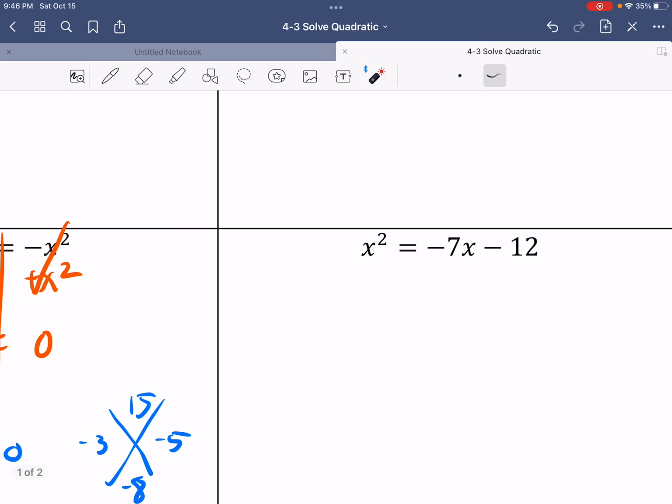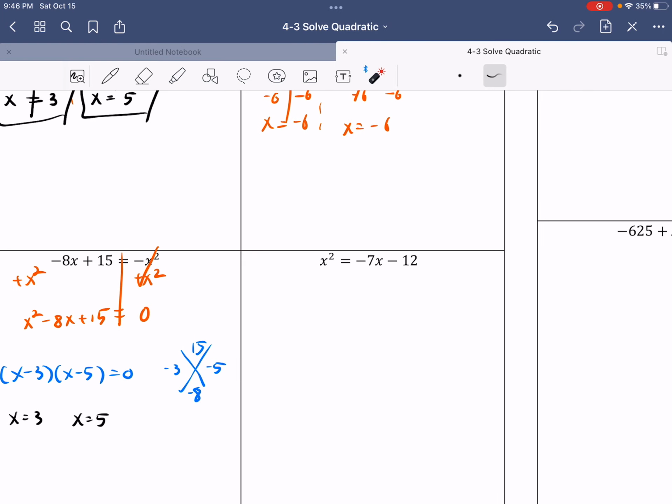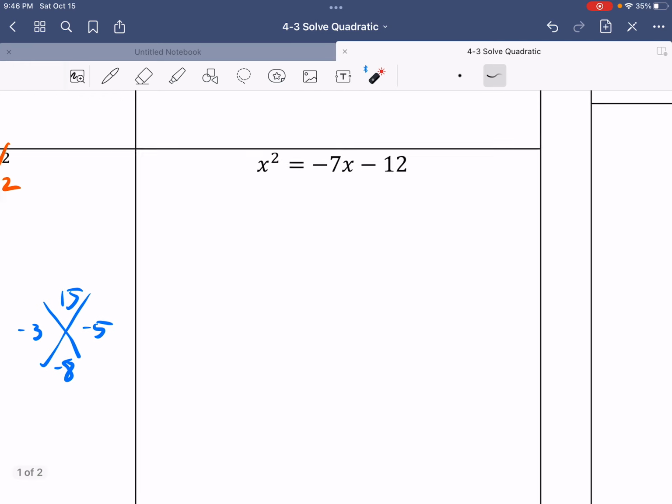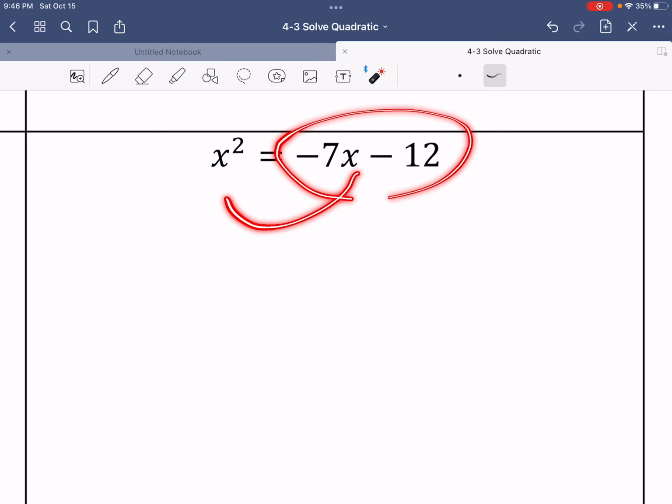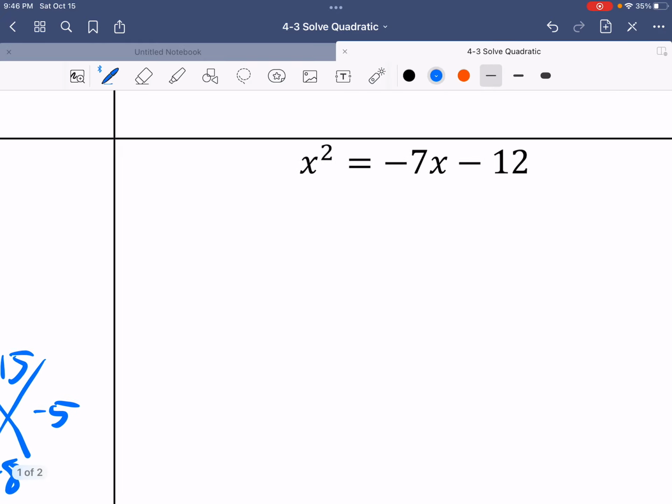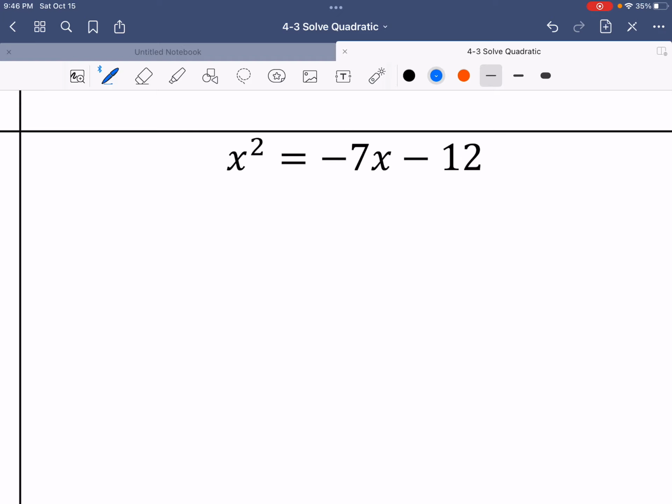So unlike this one, this time x squared is on the right side, and these two are on the left. You've got to move these two to the other side. How can you do it? Either you can move this entire thing to the right at once, or step by step. If you want to do it step by step, just put plus 7x on both sides.